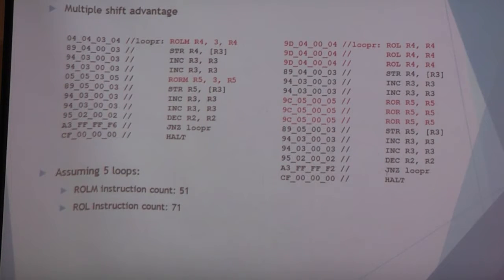Here you can see a demonstration of the efficiency of multiple shift compared to repeated single shifts. This is a snippet from our verification code. And this is a loop which performs 10 instructions to rotate a register right 3 times and then store the value. And assuming it occurs 5 times, that's 51 instructions plus the halt. However, if we had used the single rotates, that would have added a total of 4 instructions per loop for a total of 20 additional instructions, making the rotate multiple clearly a lot more efficient.